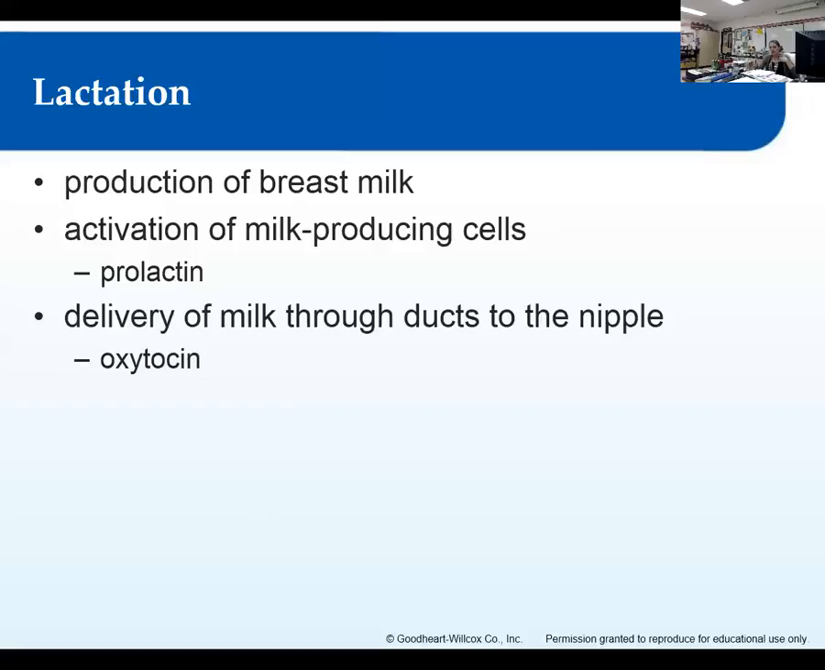Delivery of the milk through the ducts then occurs as a result of oxytocin. So oxytocin is that same hormone that causes the uterine contractions, which means that especially in the beginning, when mothers breastfeed, the baby's sucking reflex on the nipple of the mom actually causes the mom's brain to produce oxytocin. Well, remember that oxytocin makes the uterus contract. So while breastfeeding, the uterus continues to contract, and that helps to clamp down the uterus again so that extra bleeding doesn't occur.